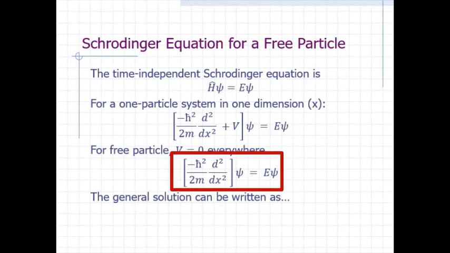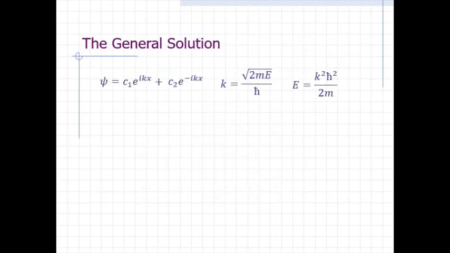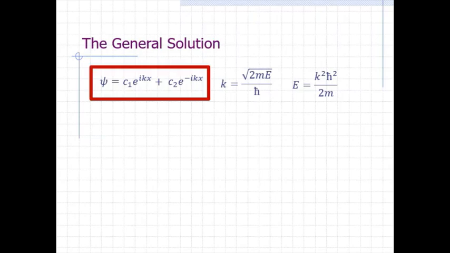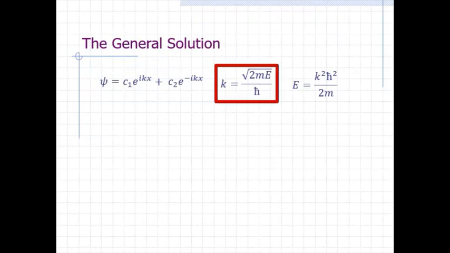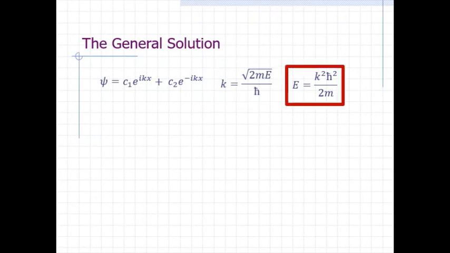And we have already shown that the general solution to this differential equation can be written as follows. The wave function psi is equal to c1 times e to the ikx plus c2 times e to the negative ikx, where c1 and c2 are constants, and k is equal to the square root of 2mE divided by h bar. Rearranging this equation, we can solve for E as k squared times h bar squared divided by 2m.